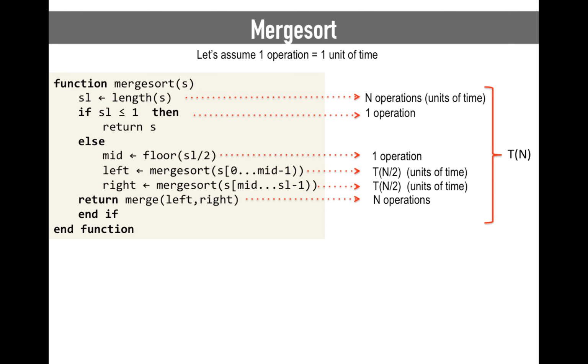So merge sort, if you sum up all this, this is T(n). So T(n) is twice T(n/2), plus n operations, plus 2 operations, but we just ignore the constants. So we have this expression. This is the recurrence relationship for the execution time of merge sort. So now we have to find out what the complexity is based on this expression.